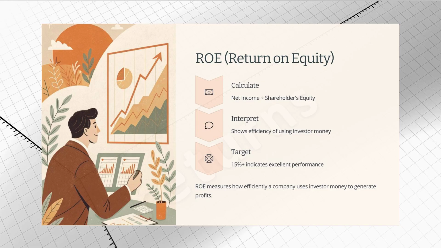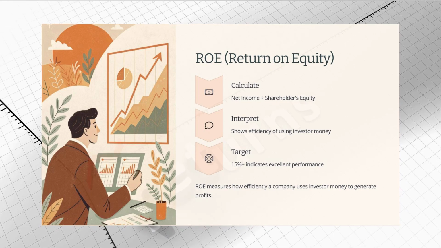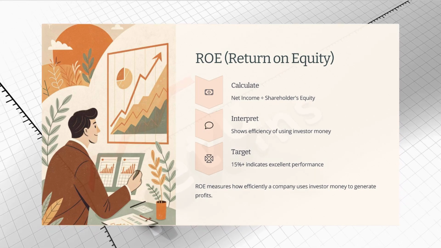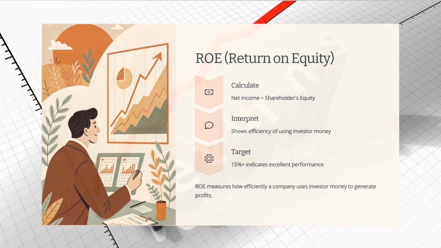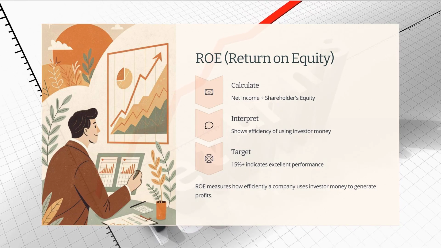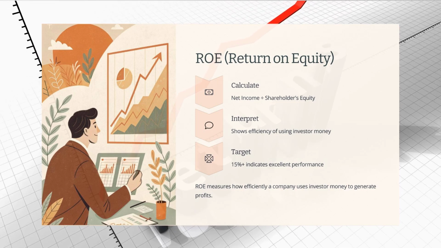Return on equity, or ROE, tells us how effectively a company uses shareholder money to generate profit. You calculate it by dividing net income by shareholder equity. A strong ROE is usually 15% or higher. It's a great way to measure how well a company rewards its investors.